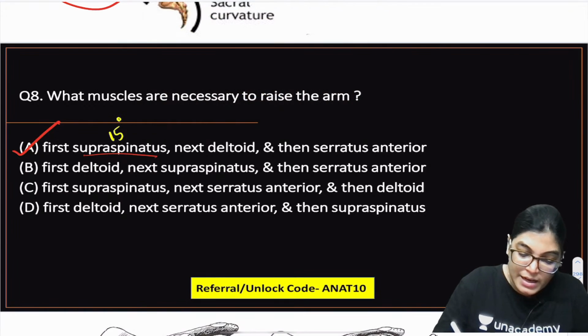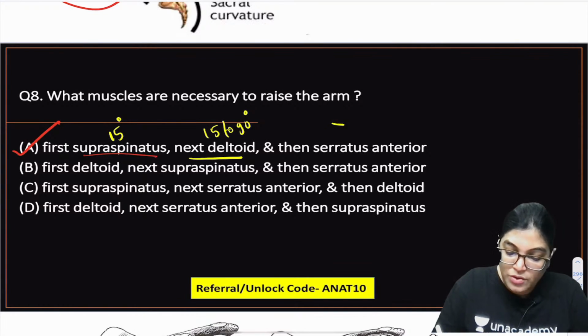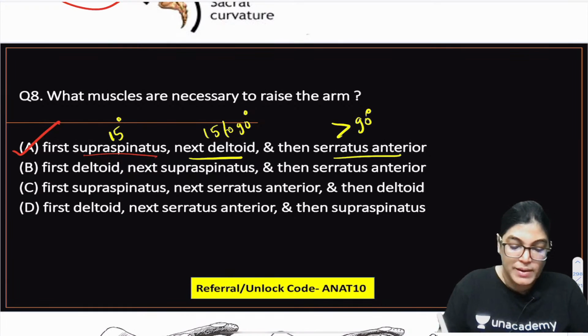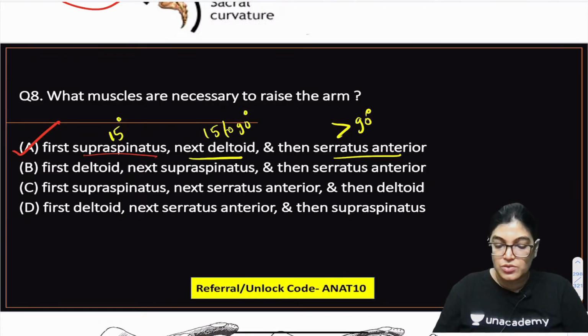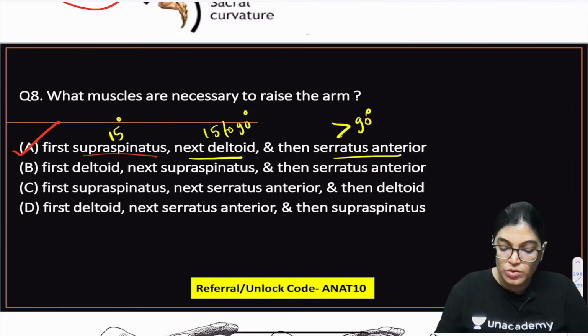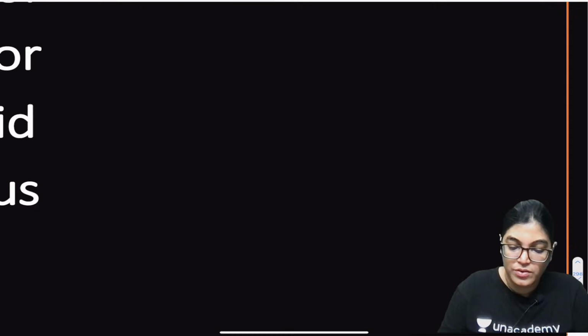Next, 15 to 90 degree is caused by the deltoid, and overhead, greater than 90 degree, is caused by serratus anterior. So this is how the total abduction is caused. So actually, if you want to note down, you can write it also. Those who want to write it, write down. This is an important point.